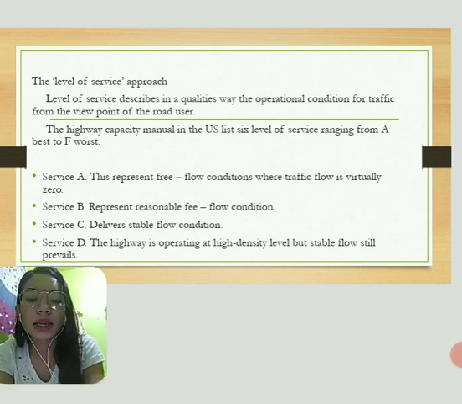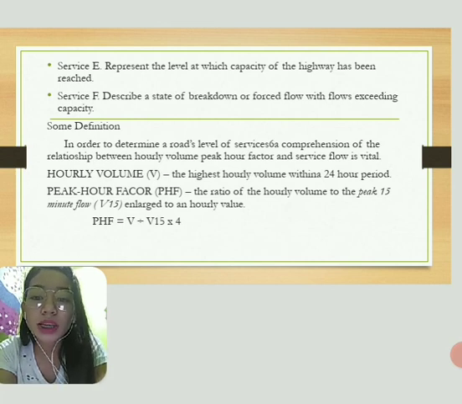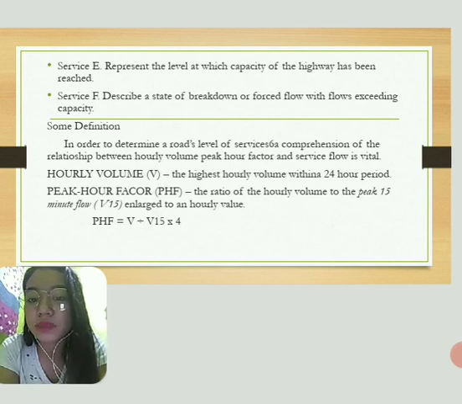But in Manila, before the new roads were built, the roads of Manila belonged to Service E. It represents the level at which the capacity of the highway has been reached. In Manila the traffic is heavy and the flow is slow, very slow. Then at the point of Service F, it describes a state of breakdown of forced flow, with flow exceeding capacity, as in bumper to bumper.